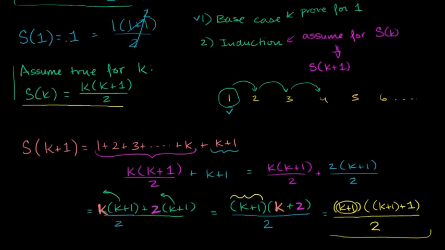This expression worked for the sum for all of the positive integers up to and including 1. And it also works if we assume that it works for everything up to k, or if we assume it works for the integer k, it also works for the integer k plus 1. And we're done. That's our proof by induction. That proves to us that it works for all positive integers.